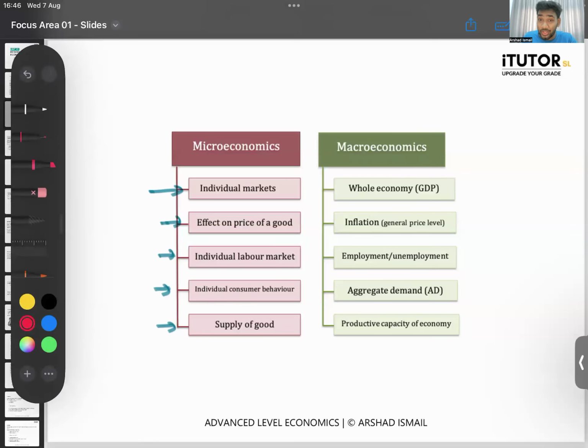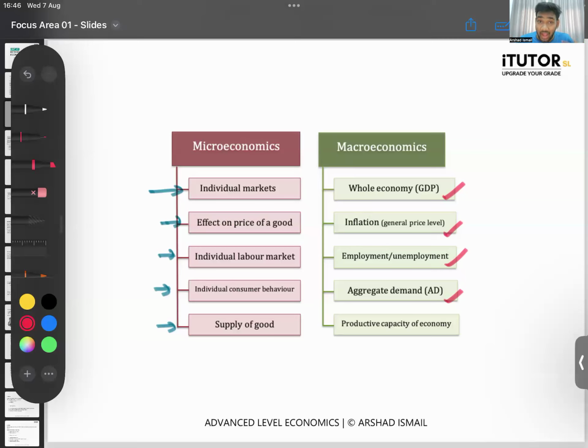Now, what is macroeconomics? Macroeconomics is where you talk about the entire economy. For example, the entire country's GDP, which we will learn in unit number 5, theory class next week. The inflation rate in a country, what has happened to prices in Sri Lanka, what has happened to the employment levels in total in Sri Lanka, what's happening to aggregate demand. Unit number 6, we will learn this.